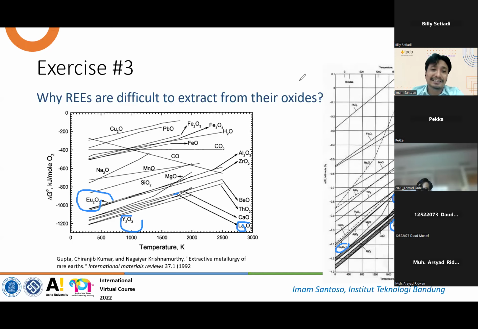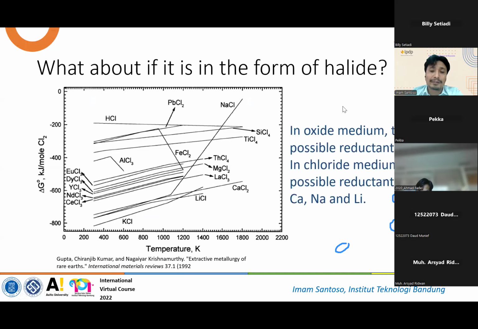Okay, guys. From the Ellingham diagram, we can tell a lot of things.